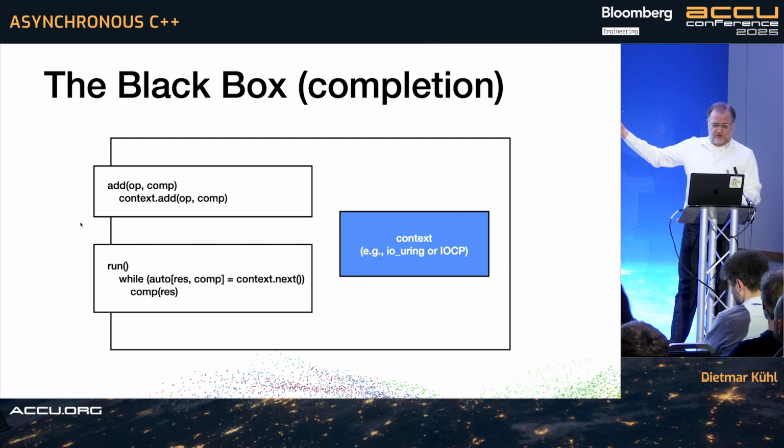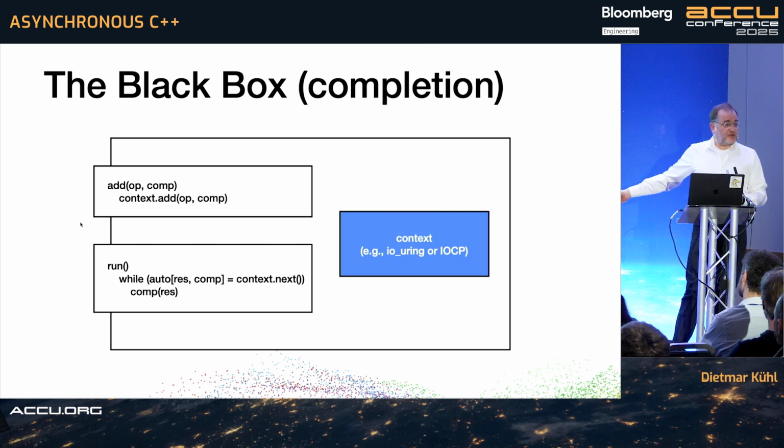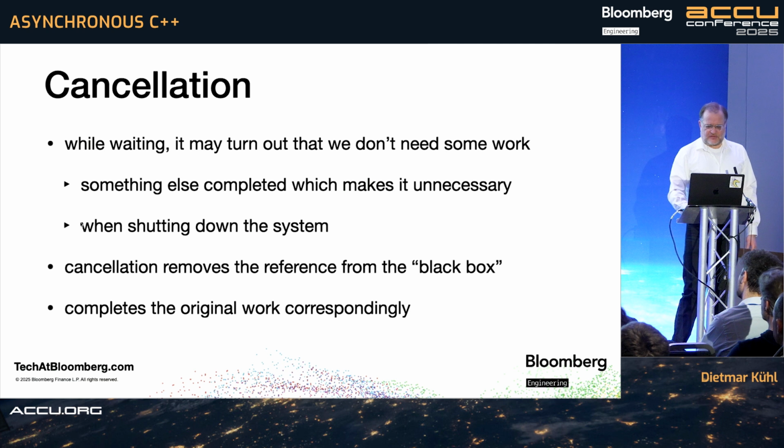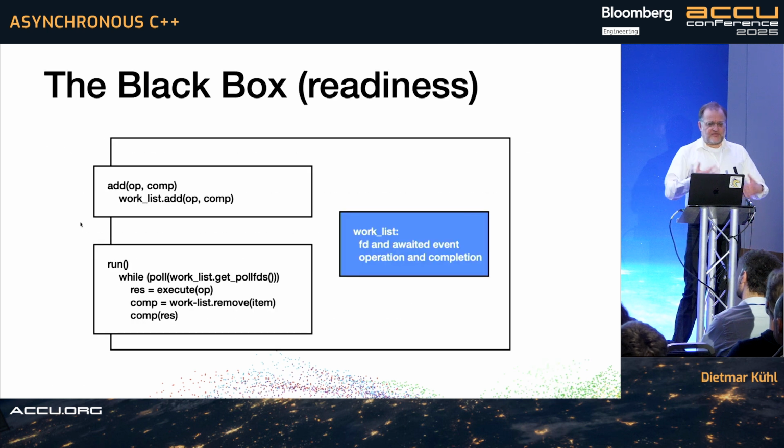So this is not quite the code, but it's not much more complicated. So the black box is not something really complicated either. And likewise, there's the more conventional approach, which works pretty much the same, except that things are a little bit more complicated to set up. And this is the more typical readiness model.